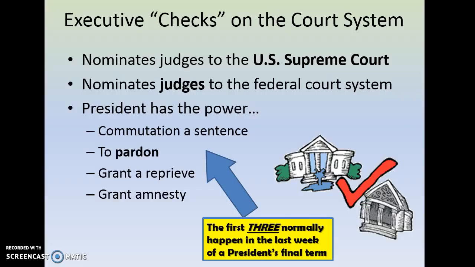And yeah, the president normally doesn't do that because he can't just let people off the hook for crimes. So usually, if he's going to commute a sentence, or grant a presidential pardon, or grant some sort of reprieve from a sentence, it usually happens in the last couple weeks of his presidency, because if he does that during his presidency, it's less likely he'll be returned to office. It's less likely people will vote for him again. And that'll finish up the executive branch.